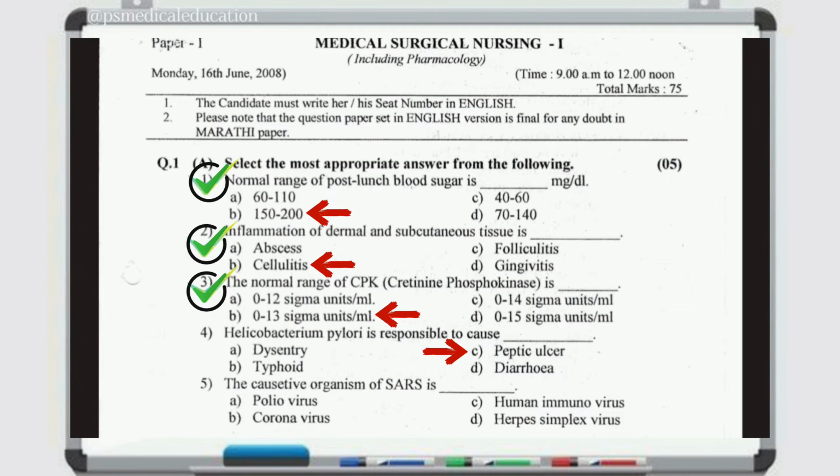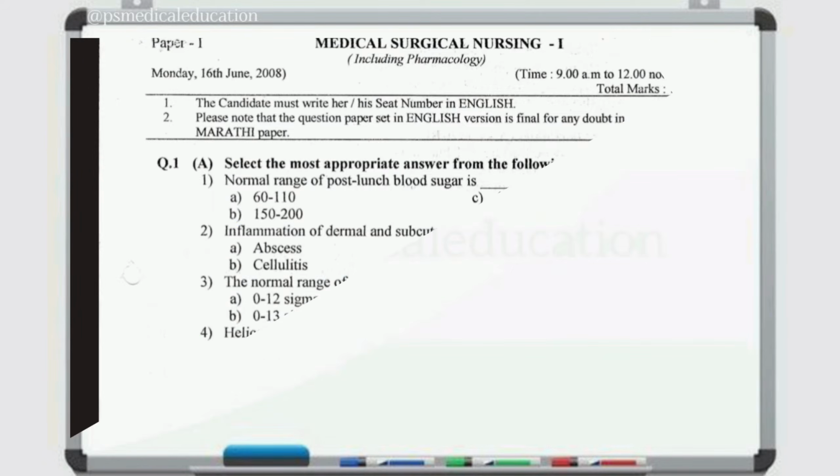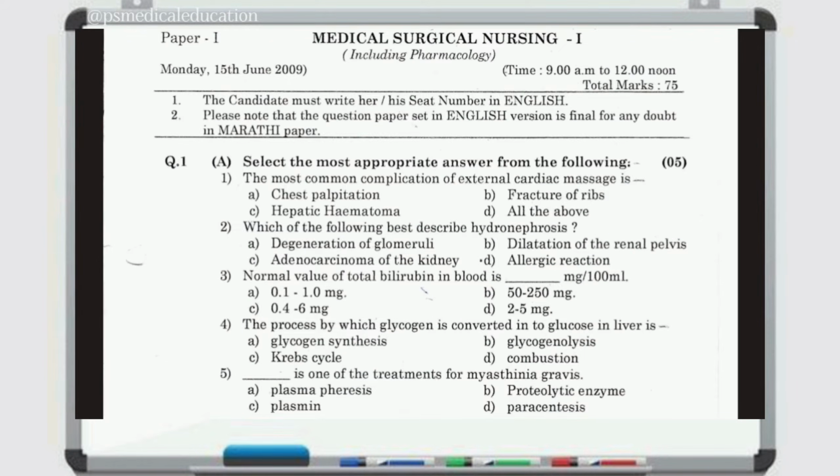Answer is C. The causative organism of SARS is coronavirus. Answer is B. Next, the most common complication of external cardiac massage is fracture of ribs. Answer is B. Which of the following best describes hydronephrosis? Answer is dilation of the renal pelvis.